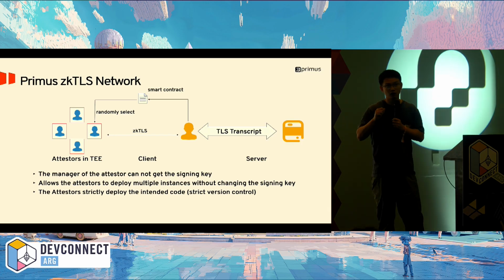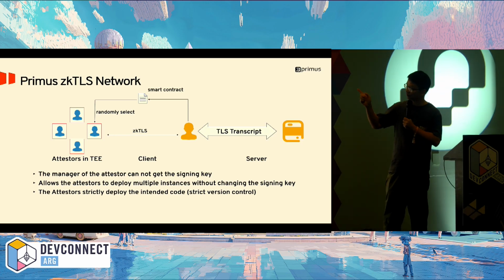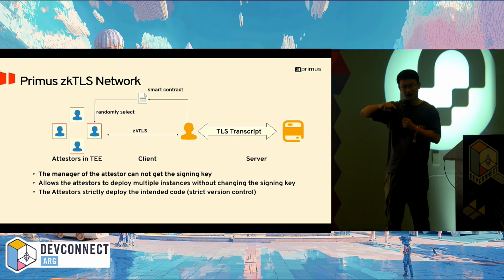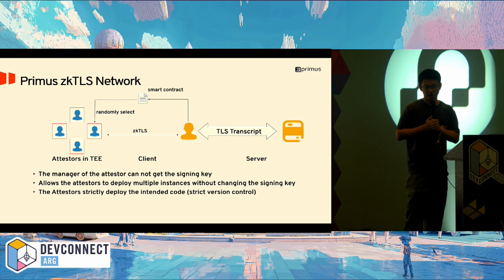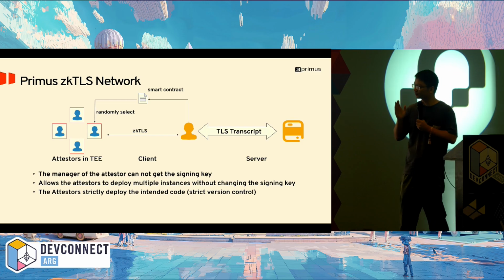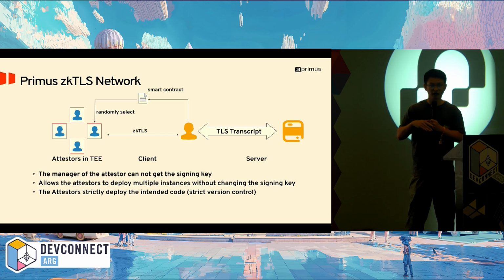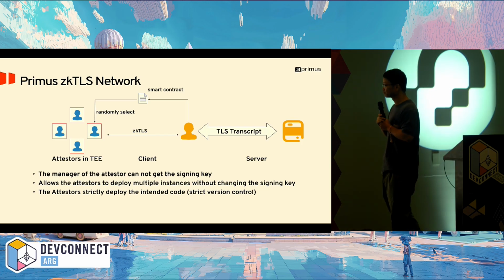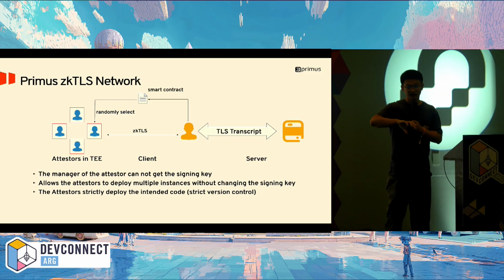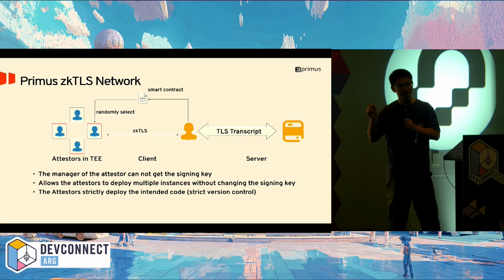So every single user who wants to use this TLS service, the zkTLS service, goes to the blockchain, and the smart contract randomly selects one of the attesters, and then you run the zkTLS service there. So it's not simply putting your attester code inside a TEE. There are more requirements for doing that. First of all, even the manager of the attesters cannot get the signing key. They cannot see anything about the signing key, because otherwise they could sign anything they want.